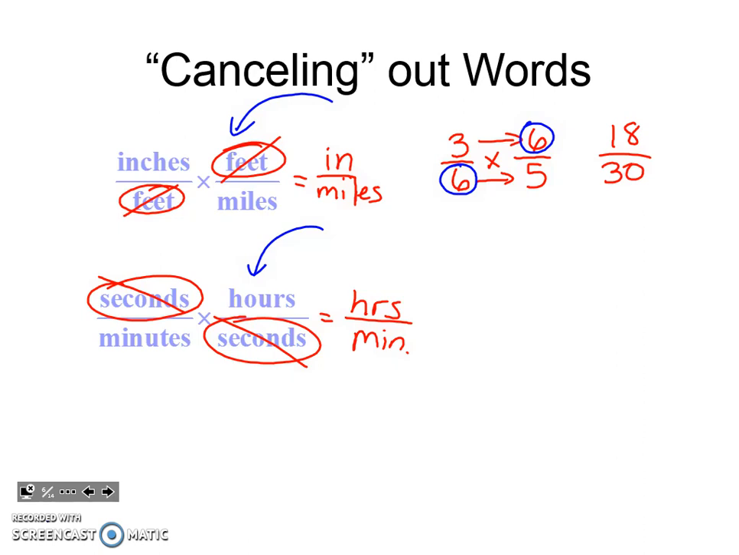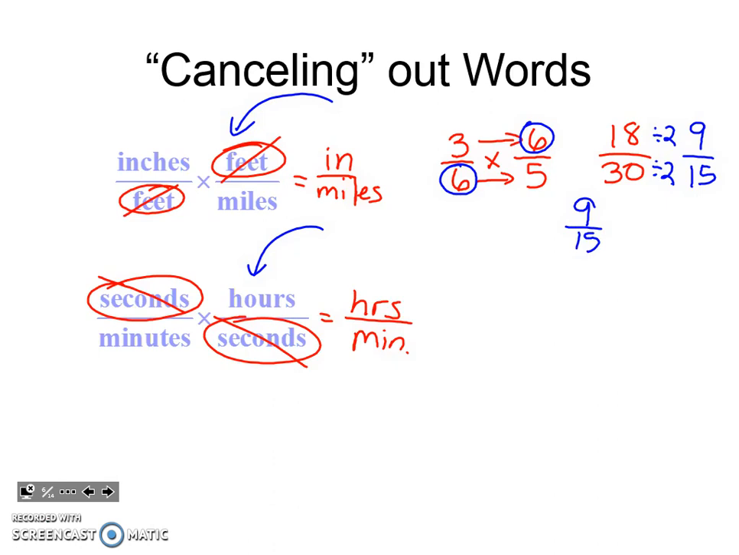18 over 30 can be simplified different ways, but let's focus on their common factors. A common factor, maybe not the greatest common factor, is 2. So let's divide by 2. This gives me 9, and this gives me 15. So now I have 9 over 15.